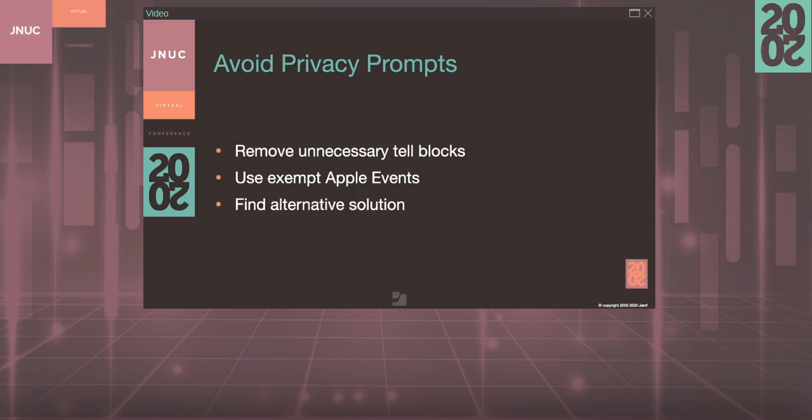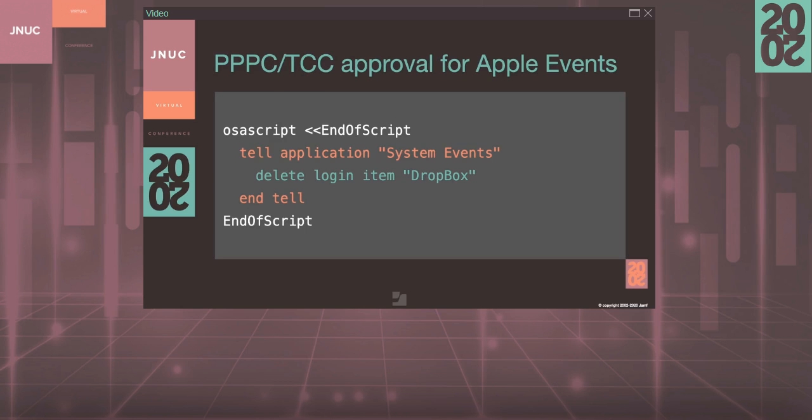So the ways to avoid the privacy prompts is to determine if the tell block is really, really necessary and remove it if it isn't. Maybe I can use one of the exempt Apple events, then I'm safe. Or maybe there is an alternative solution that is not based on AppleScript that somebody found or wrote, and I can use that, like in the case of Desktopper.